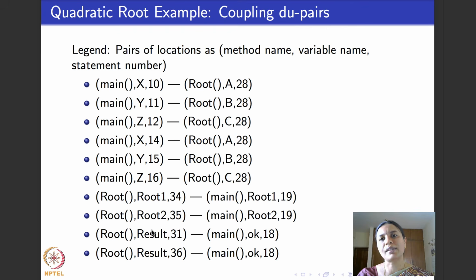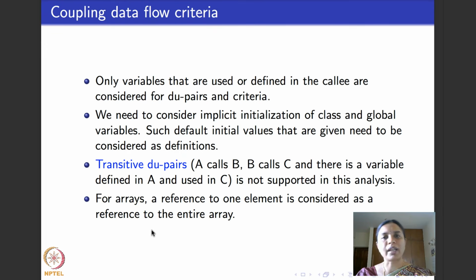Write down the test requirement and give a test path that will satisfy the test requirement for coupling DU pairs coverage. Now, I hope this example would have clarified some details about how to use integration testing across parameter passing and shared variable interfaces to be able to test for data flow coverage criteria.